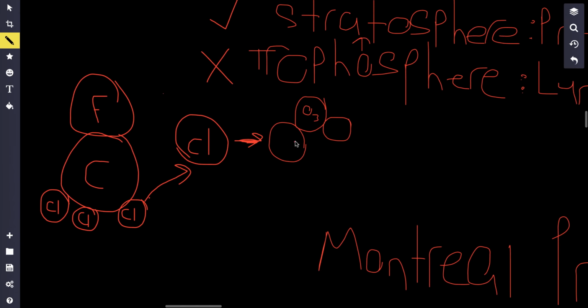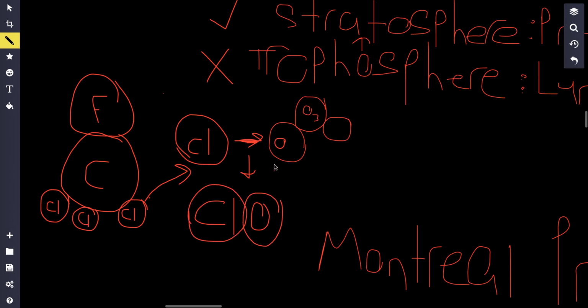And this Cl atom, you can think of it as kind of stealing oxygen. This is O3 right over here. This is ozone, and there are 3 oxygen atoms in it. Now, what the Cl is going to do is take one of the oxygen atoms with it. So this becomes ClO, and you're just left with O2. One of the oxygen atoms basically just got stolen.